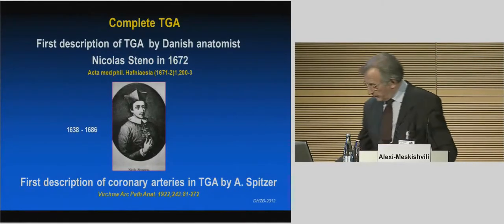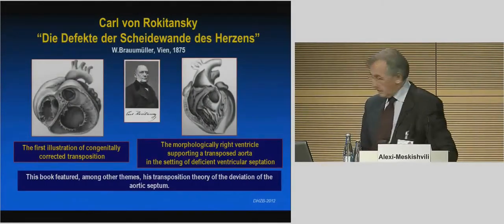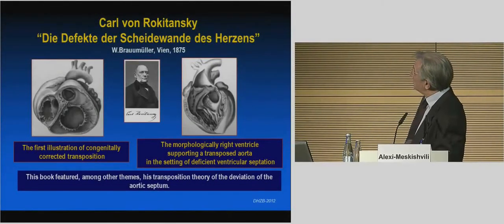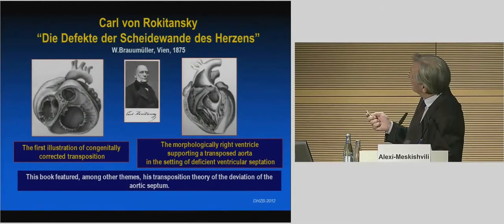Since then, many years passed until the first attempts were made to treat transposition surgically. This is a slide showing the first illustration of corrected transposition by Rokitansky, in his famous book, Die Defekte der Scheidewände des Herzens, published in 1875. And this is also an illustration from his book showing transposition with ventricular septal defect. Also in this book, Rokitansky, among other themes, proposes a transposition theory of deviation of the atrial septum.